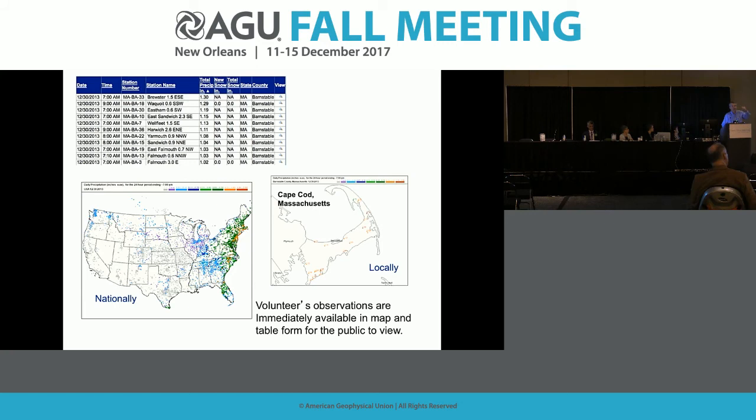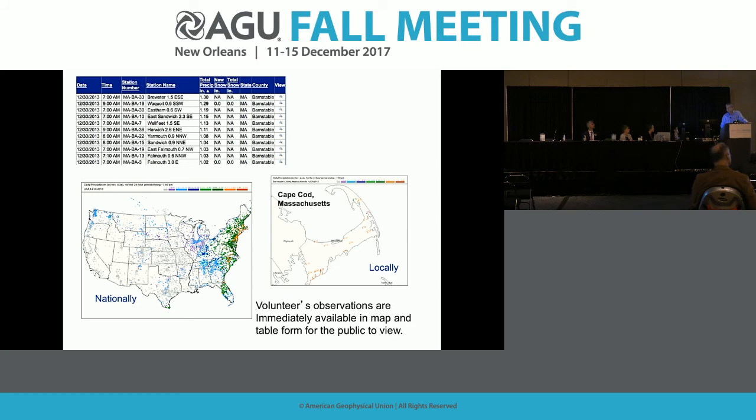Then you hit the send button, and it gets put into tabular data and map form, so you get instant gratification, if you will, that your data have been recorded. There is quality control done at the local level and some at the national level. These data end up in Asheville, North Carolina, at the National Centers for Environmental Information. They are considered that credible a source of information.